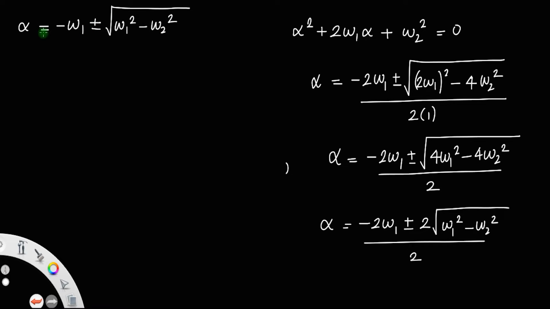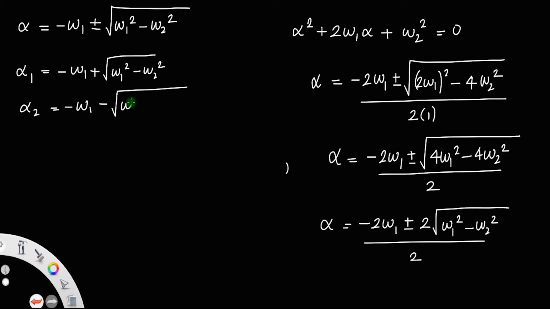Now you can separately write alpha. Let's take that root as alpha 1 and alpha 2. So alpha 1 will be minus omega 1 plus root of omega 1 square minus omega 2 square, and alpha 2 will be minus omega 1 minus root of omega 1 square minus omega 2 square. Clear? Now the solution will be of the form.